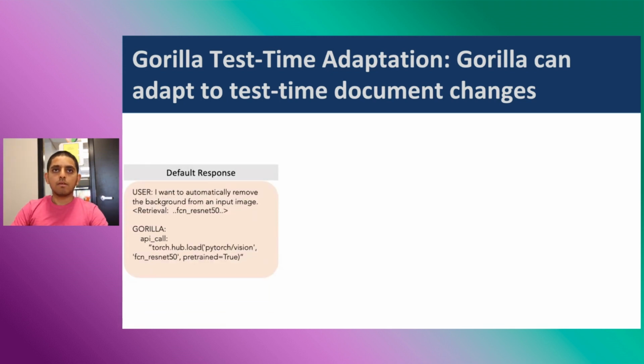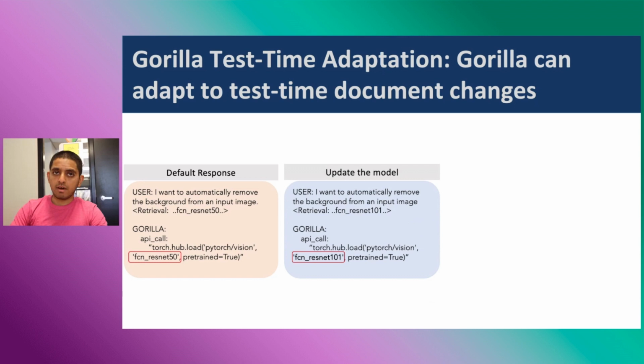So here's an example. Suppose the user asks, I want to automatically remove the background from an input image. Now the retrieval says, hey, use an FCN ResNet-50 backbone. And so Gorilla uses this information and comes up with the right API call for the user's prompt. Now it so happens that people who make these APIs might potentially decide to upgrade this API from a ResNet-50 backbone to a ResNet-101 backbone, right? Just make it stronger, which is a very natural evolution of APIs.